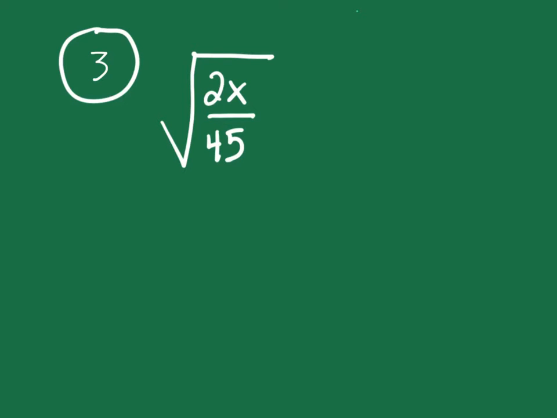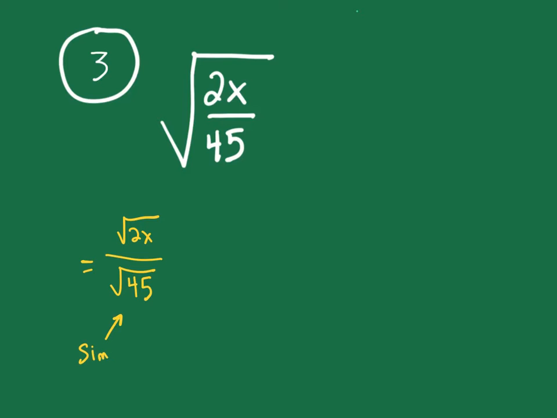Number 3, the square root of 2x over 45. I'm going to start out by splitting this up. We'll make it the square root of 2x on top. Actually, let's do this below. Square root of 2x on top, square root of 45 on the bottom. And we want to simplify this just to start with, and then we'll go about rationalizing it.